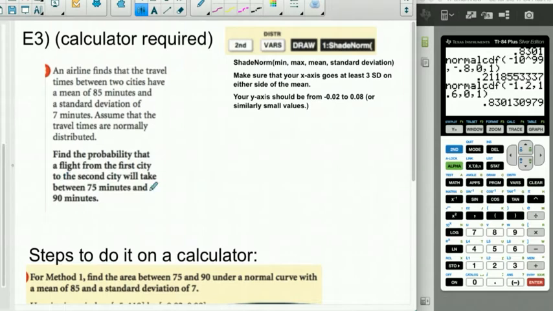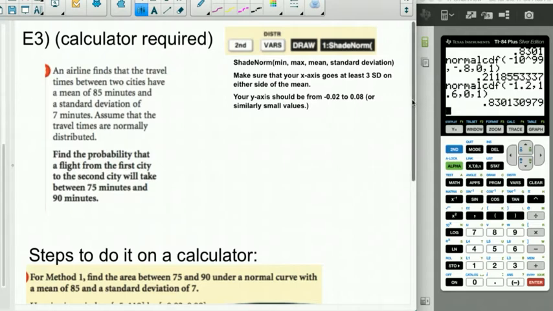So we're asked to find the probability that a flight from the first city to the second city will take 75 to 90 minutes. Here's why this is a problem. 75 is not 7 minutes away from 85, it's not any convenient multiple of 7. 75 is 10 minutes away from 85, and that's just not helpful. 90 minutes is 5 minutes away from 85, which is not any multiple of 7. So again, we need a calculator to do this.